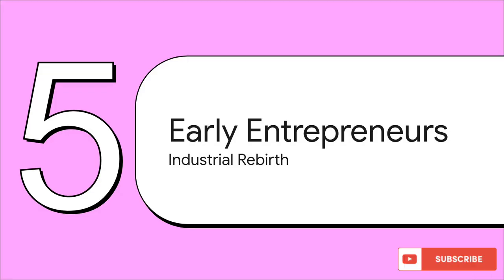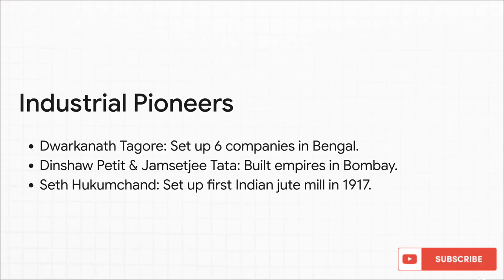Section 5. India's Early Entrepreneurs. Industrial Rebirth. Yet, despite this intense colonial control and exploitation, a remarkable Indian industrial rebirth began against all odds. Let's meet the pioneers who built massive industrial empires. Over in Bengal, Dwarkanath Tagore made his absolute fortune in the China trade before setting up 6 joint stock companies in the 1830s and 40s.